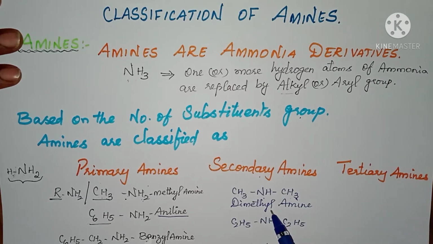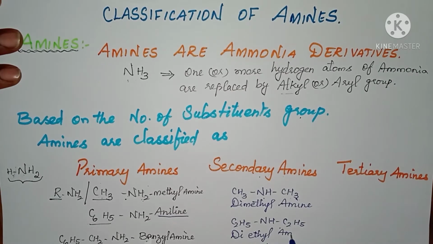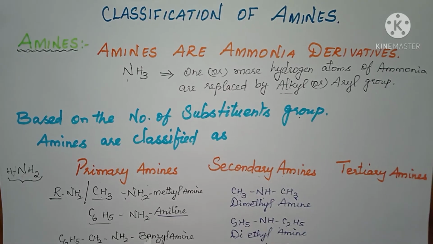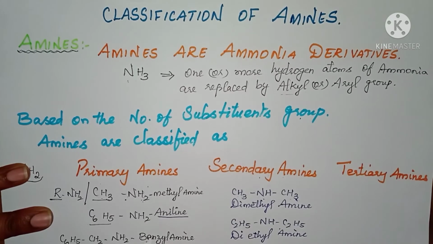So it is a secondary amine only. Now this is diethyl amine. Now this side it is an aryl group, this side it is an alkyl group. So according to alphabetical order you have to bring it: methyl phenyl amine. Hope you got it.